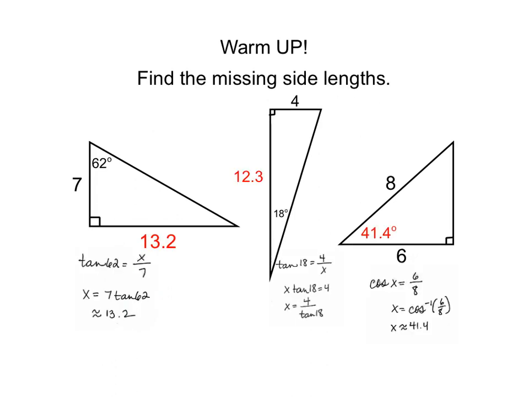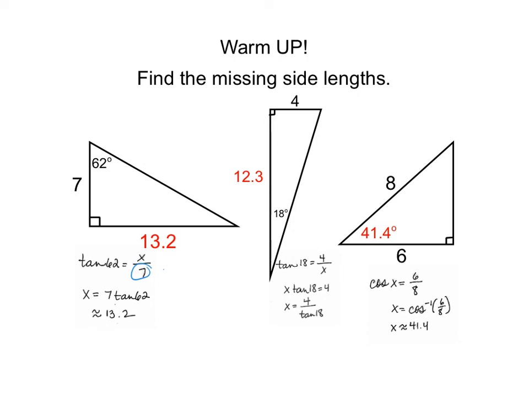Okay, here are the answers. In the first one, you should have used tangent of 62 is equal to x over 7. And then you should have multiplied both sides by 7 and gotten 7 times tangent of 62. And when you plug that into your calculator, making sure that it is in degree mode, you get 13.2.